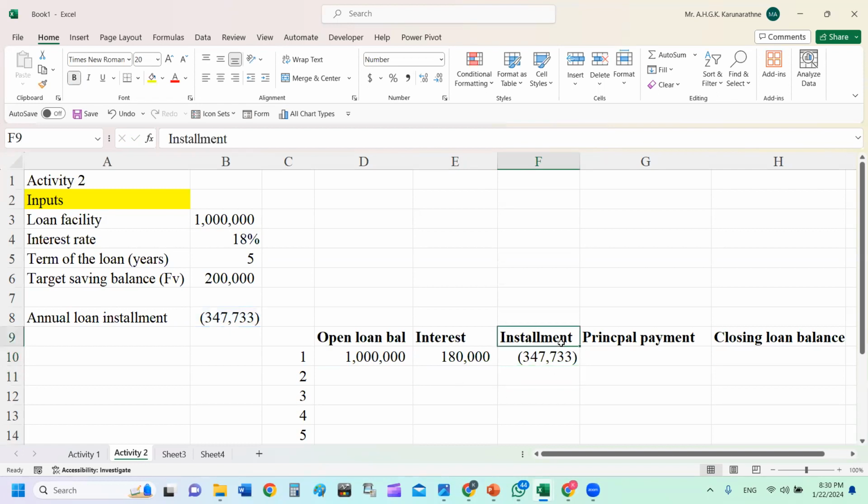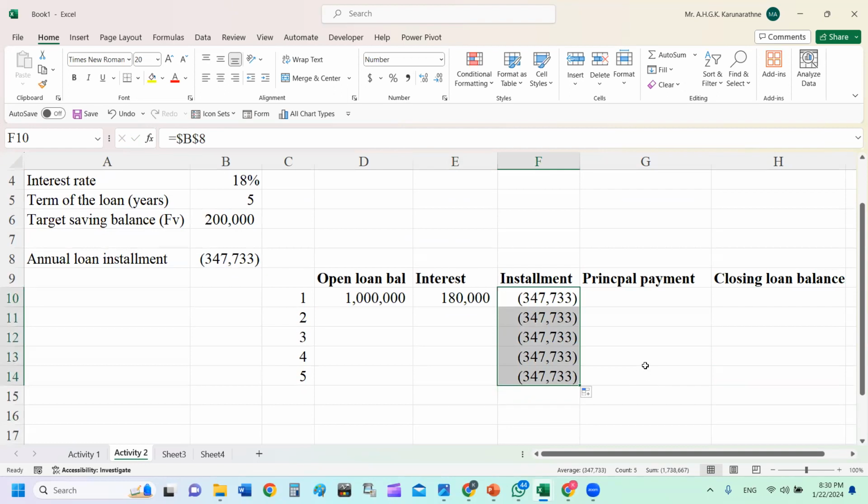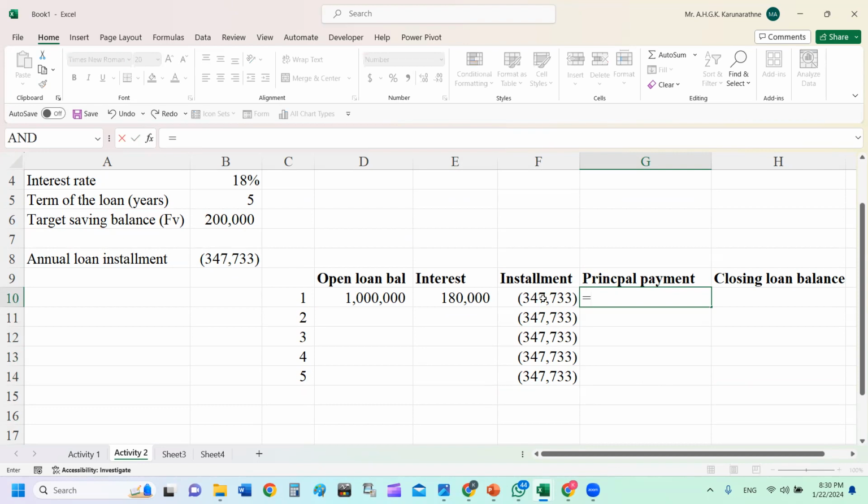Enter. Then double click the small plus mark there. It takes 4 years. You have the intuition of what you are going to do. Right? So it comes. Then principal payment, children, is always equal to the difference between installment and interest.